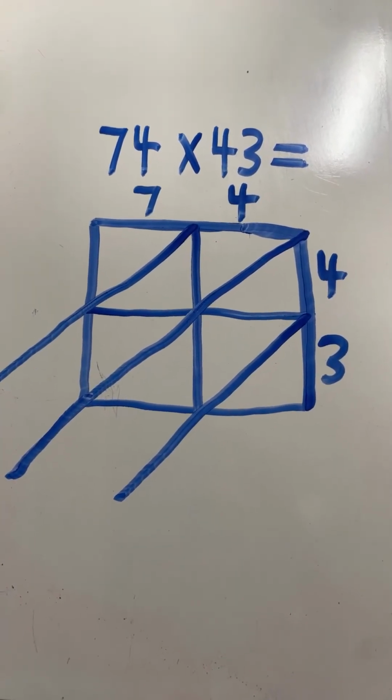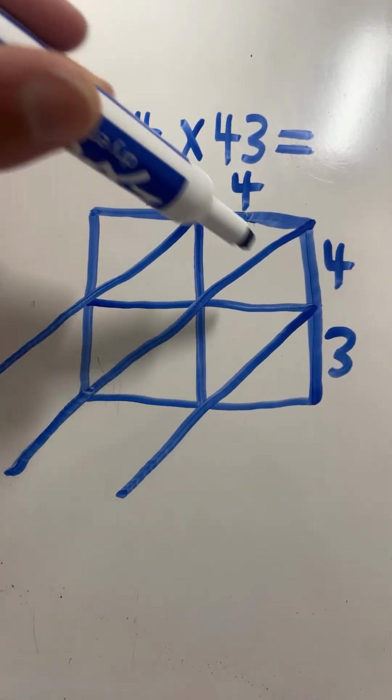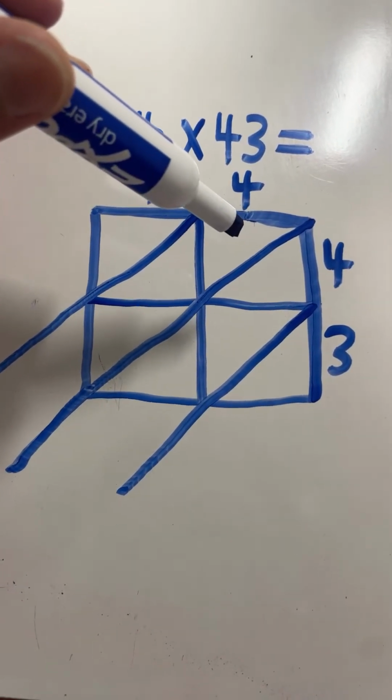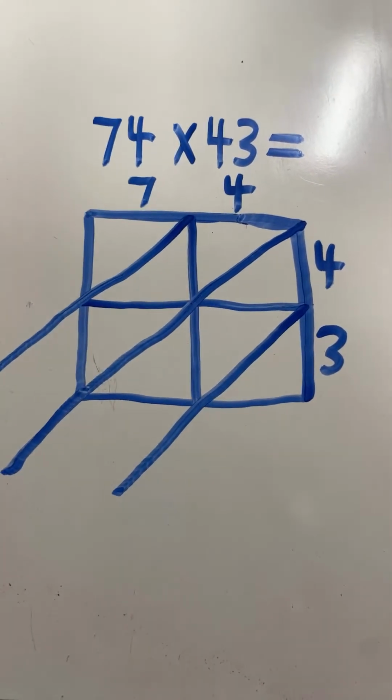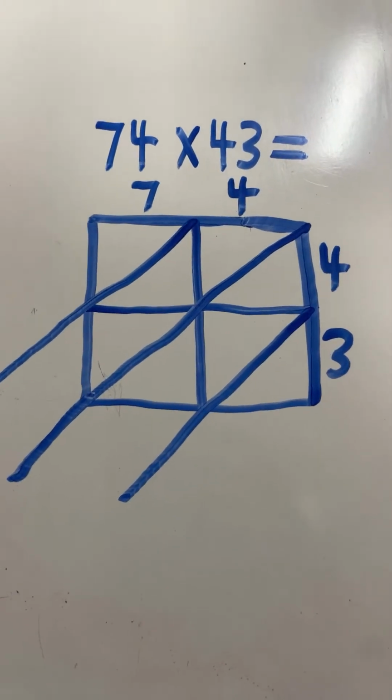Now we're going to multiply digit by digit. Our answers are going to go within each square, but the digits within our answers are going to go within each triangle. And if that sounds confusing, just bear with me. You will see what I mean as I go.